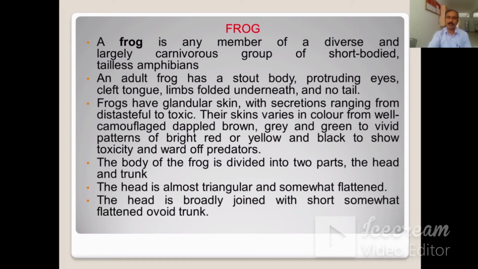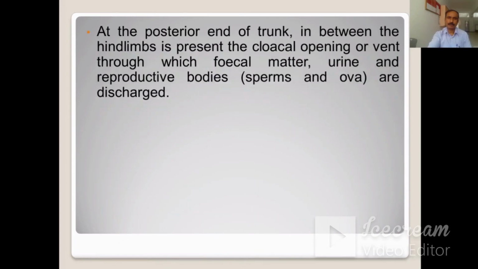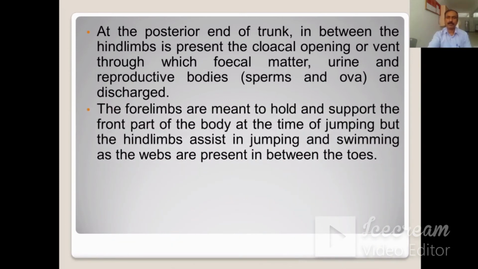The head is broadly joined with a short, somewhat flattened ovoid trunk. At the posterior end of the trunk, in between the hind limbs, there is a cloacal opening, also called the vent, through which fecal matter, urine, and reproductive bodies like sperms and ova are discharged.